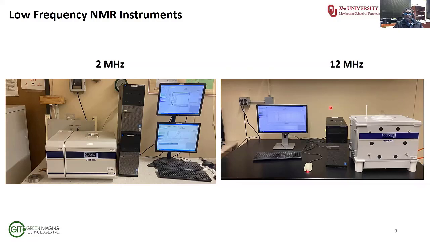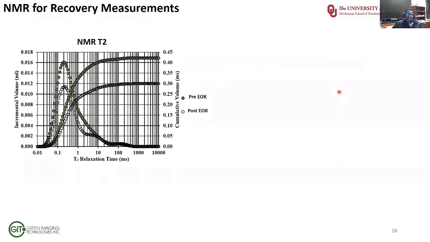So the 12 megahertz instruments allow the possibility to acquire NMR data in a very, very short amount of time, and with a really high signal to noise ratio. And so for our EOR application, we actually use both 2 and 12 megahertz, even though we focus a lot more on the 12 megahertz because it can provide us with results much faster. So now let's look at some NMR measurements that were conducted during EOR projects.